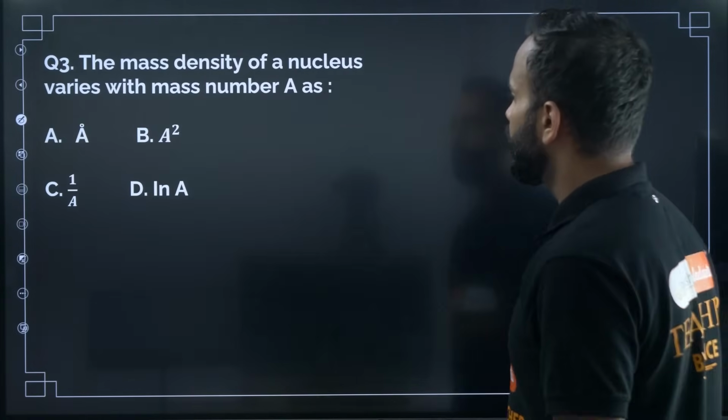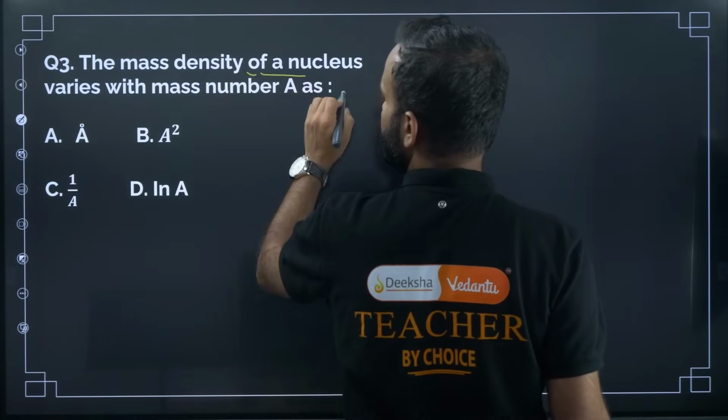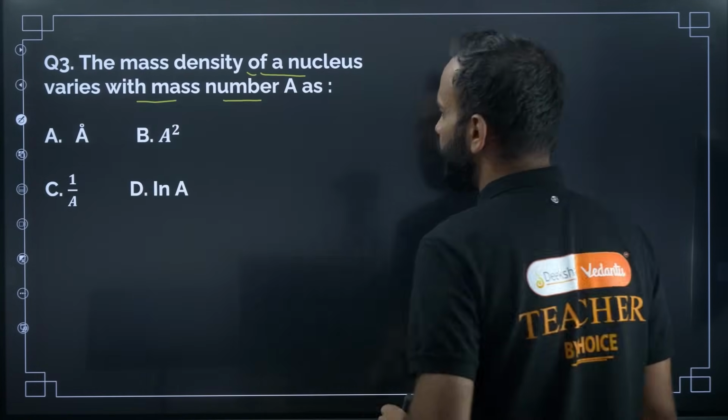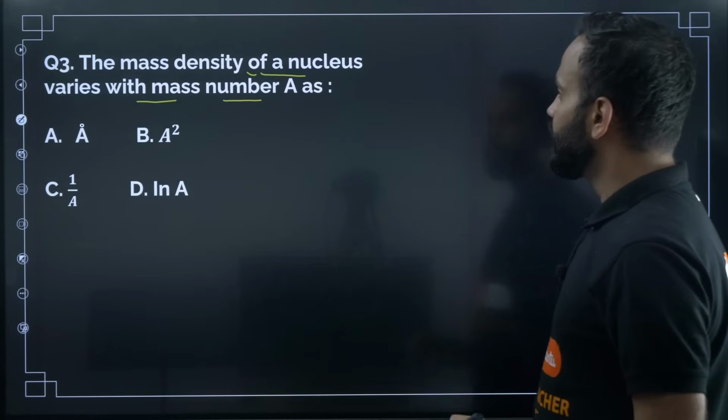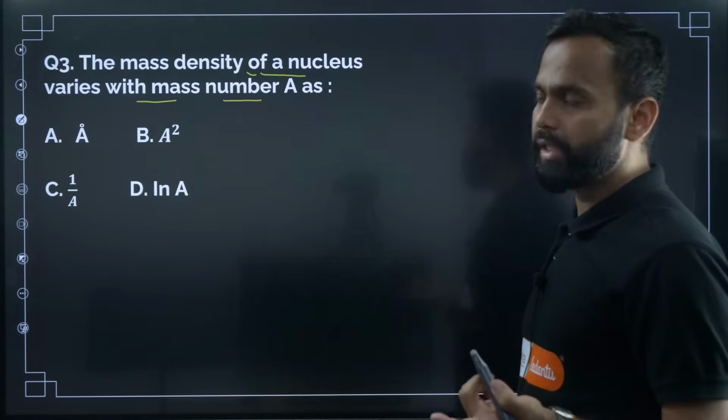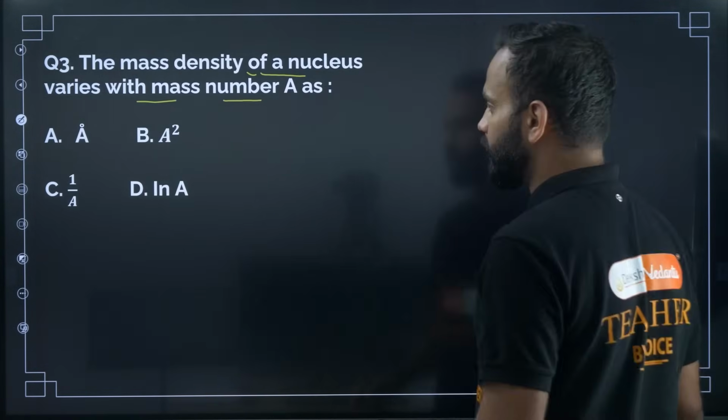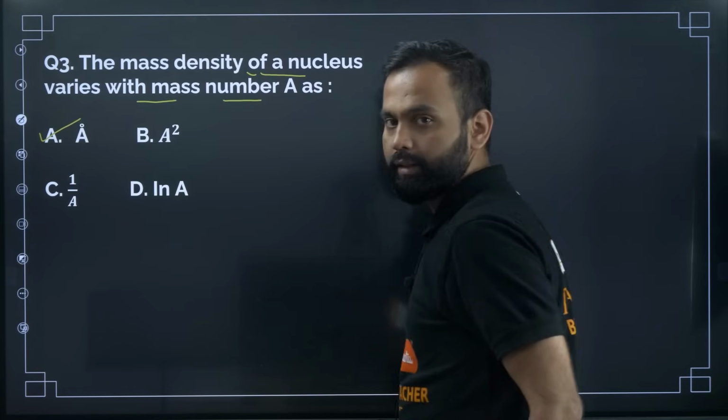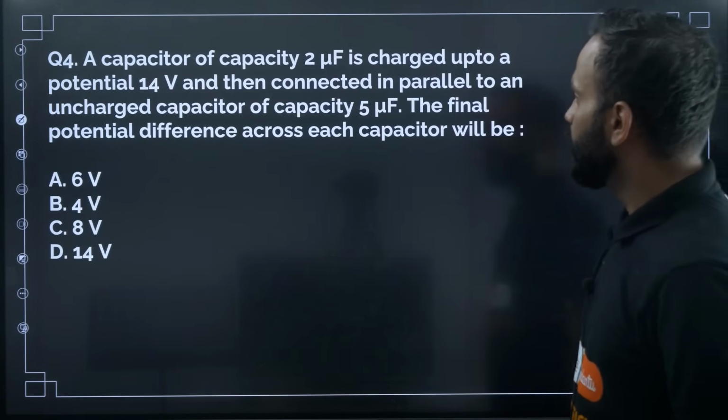Third question. The mass density of a nucleus varies with mass number as. The mass density of the nucleus does not depend on the mass number, so it is constant. So option A is the correct answer.